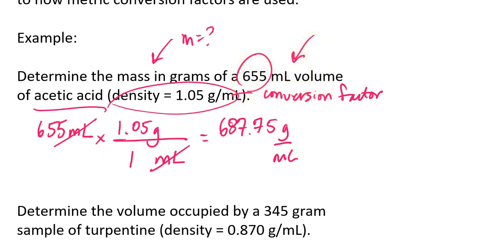Basically that volume that we were given, 655 milliliters, has 3 significant figures, so that means I have to round my answer to 3 significant figures, meaning I have to stop reporting the number right there. The 7 that is immediately to the right of the place at which I want to round is greater than 5, and so that means I would round this up to 688 grams.